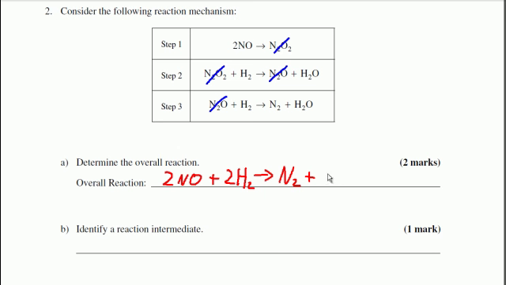And we have 2 H2Os, so just like before, 2 H2Os. And that's it. That's our final answer. Now it says identify a reaction intermediate.